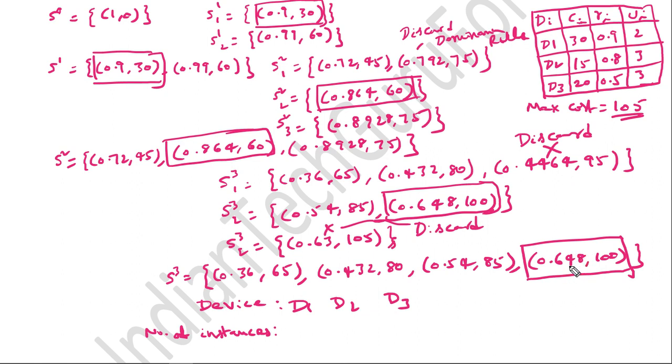Now we need to check from where we have got this particular tuple. We have got it from this particular set, S power 3 suffix 2. So what does it mean? Here 3 represents the device, and 2 represents the number of instances. So we need to take the third device with the number of instances as 2. So there must be 2 instances of device 3.